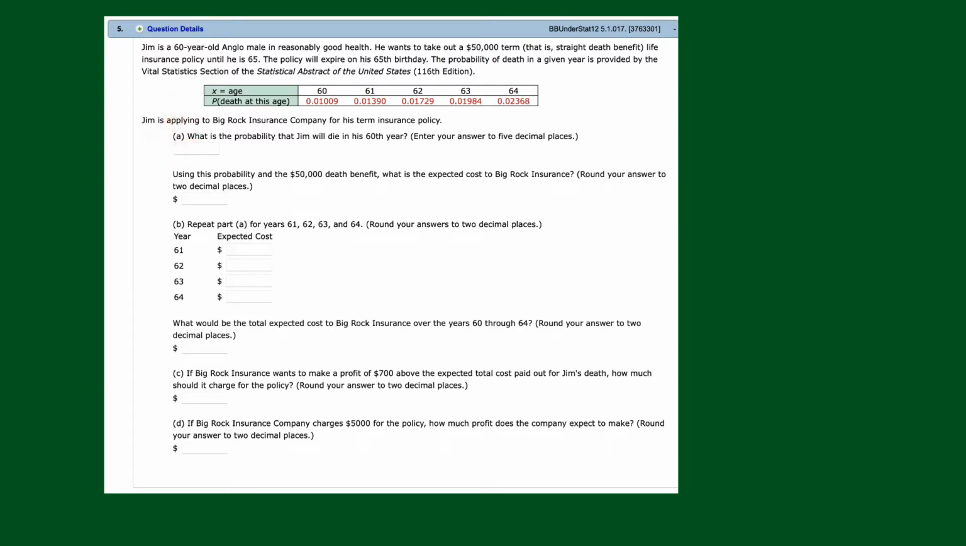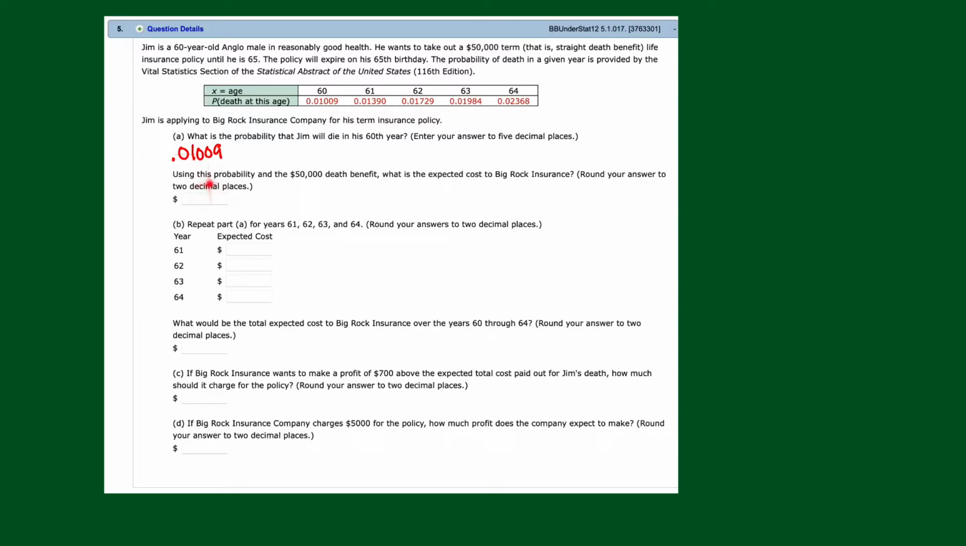Part A. Jim's applying to Big Rock Insurance Company for his insurance policy. What's the probability that Jim will die in his 60th year? Enter your answer to 5 decimal places, which is good, since they gave us 5 here. So this is going to be 0.01009.